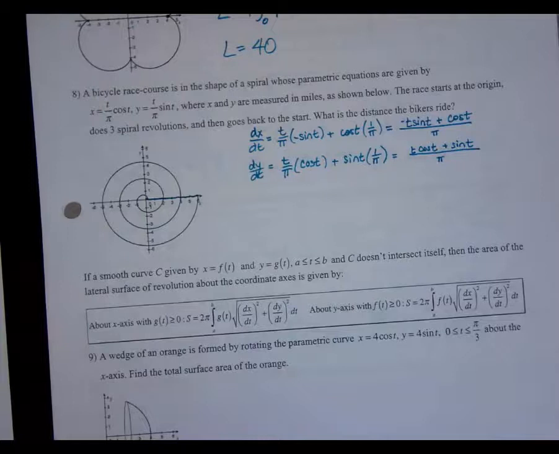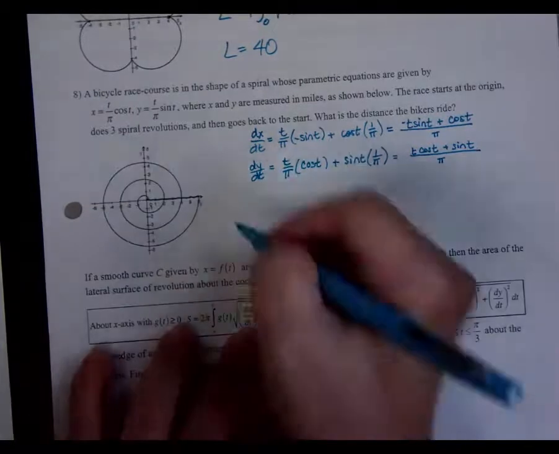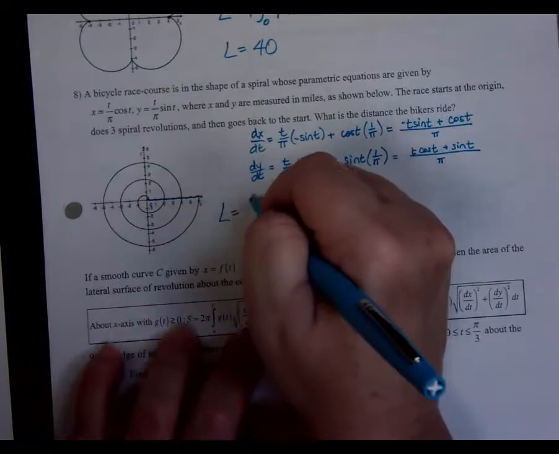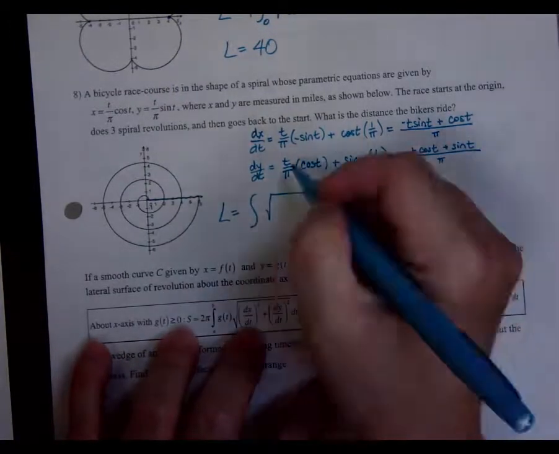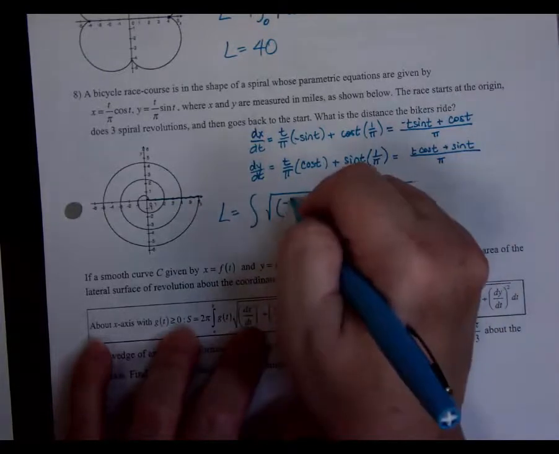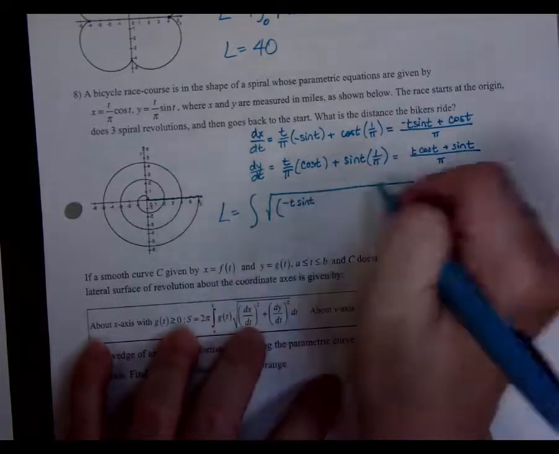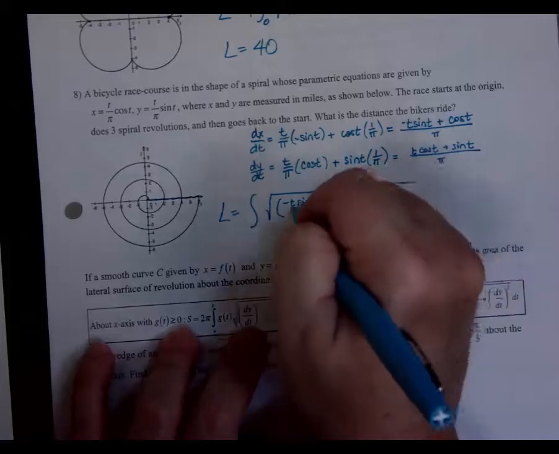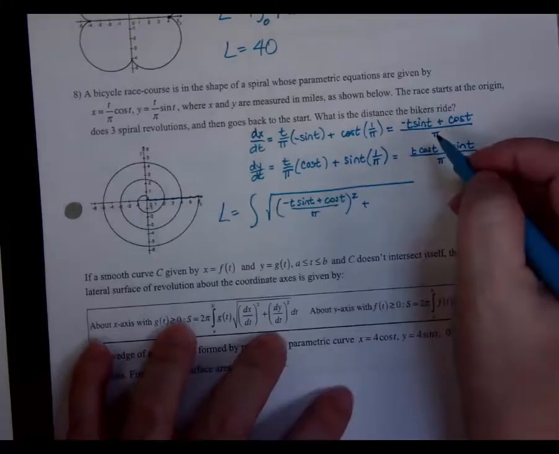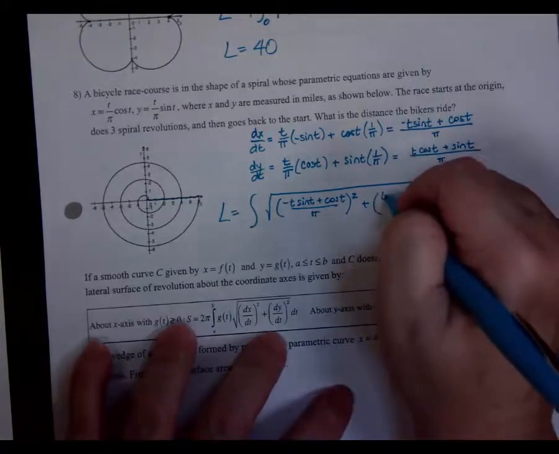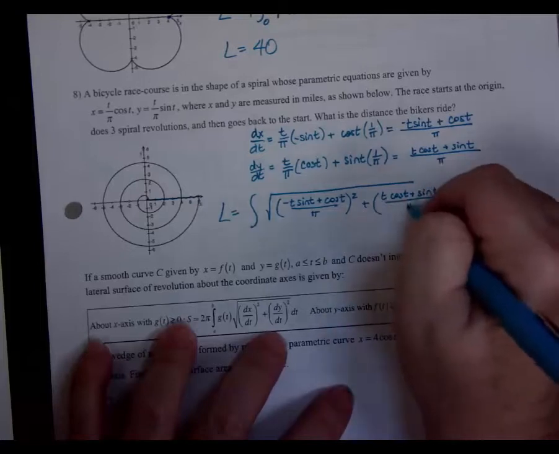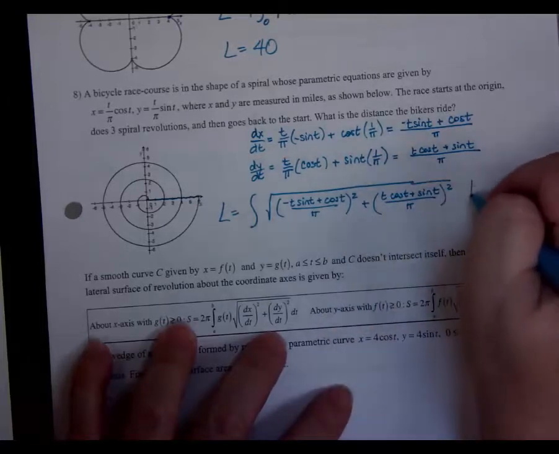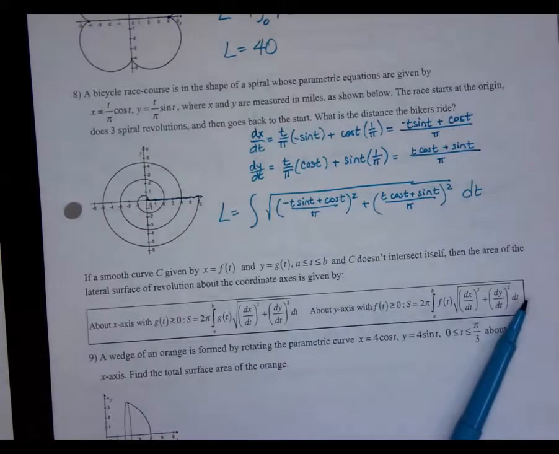So let's put it into the integral. So L equals integral. We'll talk about limits of integration after we set it up. Big square root. So we have negative t sine t plus cosine of t over pi, squared, plus t cosine of t plus sine of t over pi, the quantity squared, dt.